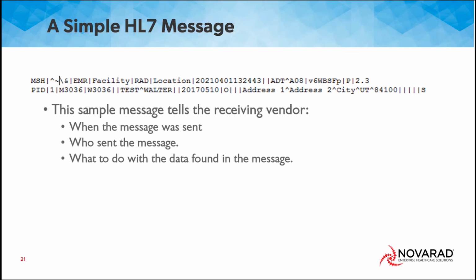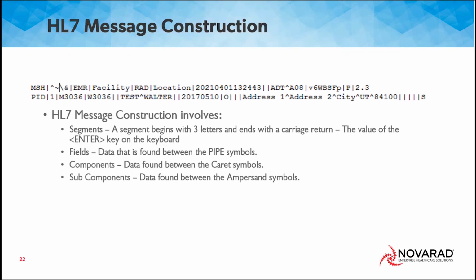So this sample HL7 message will tell another vendor when the message was sent, who sent the message, and what to do with the message or the data in the message. There's no guesswork involved. All that information is found in that very first line of information that you see.